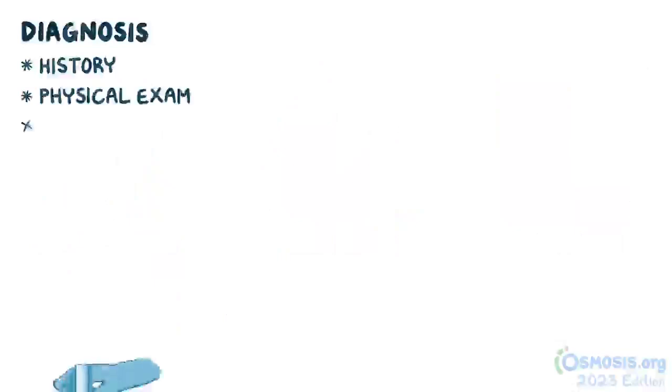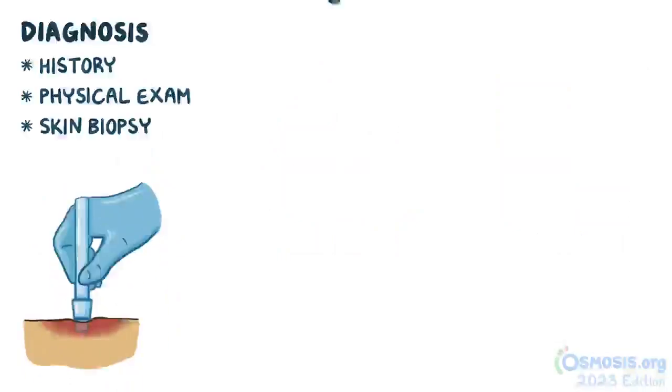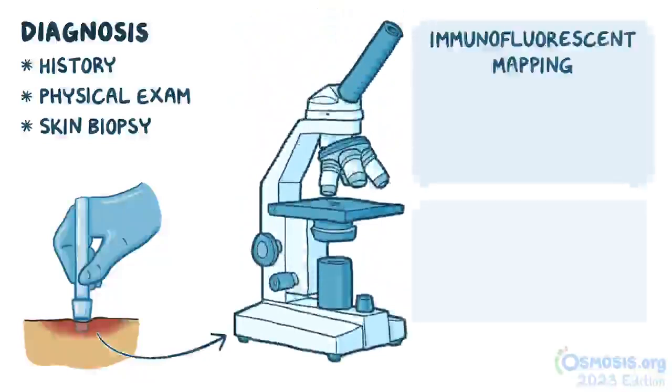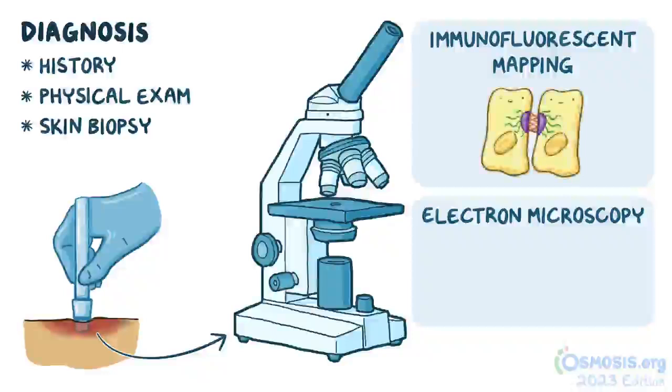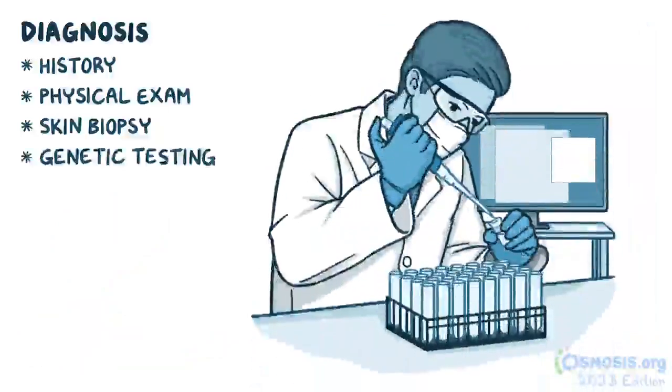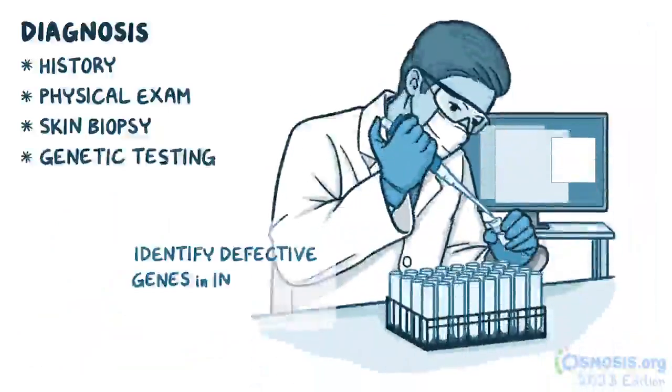Alright, so diagnosis includes a history, physical exam, and skin biopsy, where a small sample of skin is obtained to analyze under a microscope using immunofluorescent mapping or electron microscopy. Immunofluorescent mapping involves determining if the anchor proteins between the skin layers are missing or reduced in number, and electron microscopy magnifies images to help identify structural defects in the skin. Alternatively, genetic testing may be done to identify defective genes in individuals with the disease and their family members.